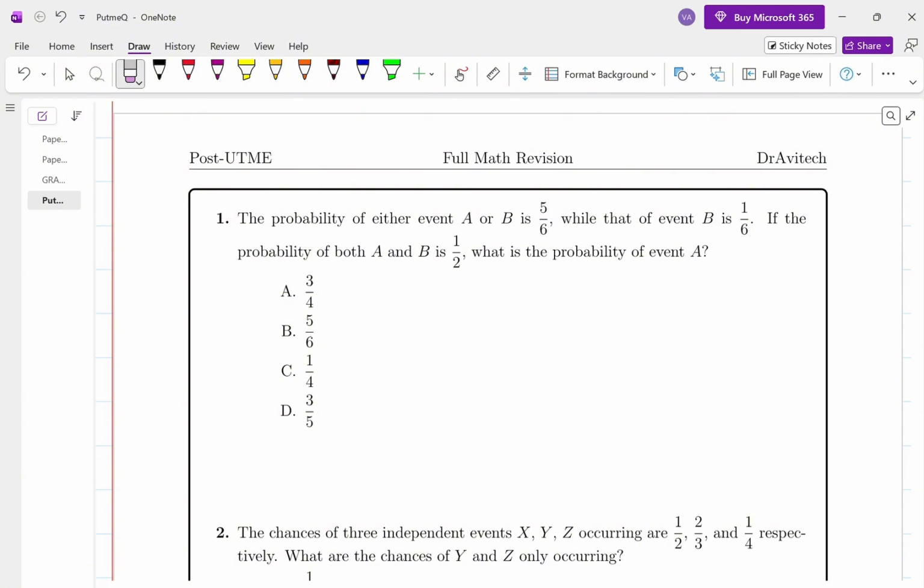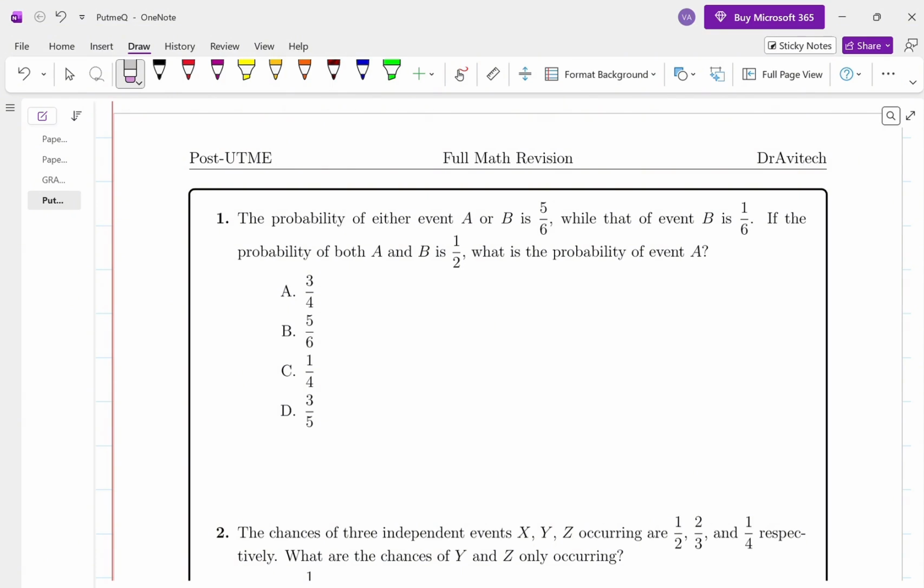You don't skip topics because you already know them. That's the only reason for not treating a topic: I already understand this topic. If you're writing Post-UTME in any university, what you have to do is sit down, watch this video till the end, get your pen, get your paper, and start writing.